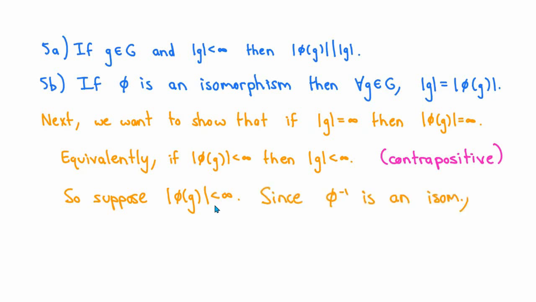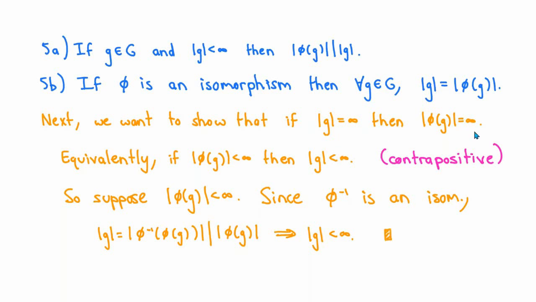And now, arguing as before, since phi is an isomorphism, by property 4, we know that the inverse function is also an isomorphism. And if we combine that with property 5a, it tells us that the order of phi inverse of phi of g divides the order of phi of g. But phi inverse of phi of g is just g, so this tells us that the order of g must divide the order of phi of g. Well, if the order of phi of g is finite, then that also forces the order of g to be finite. So that establishes the contrapositive statement and it also shows that our original conditional statement is true.